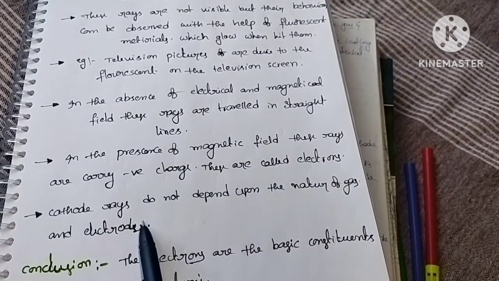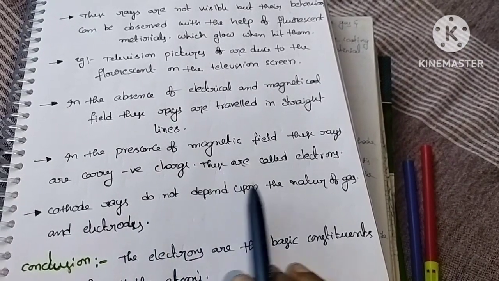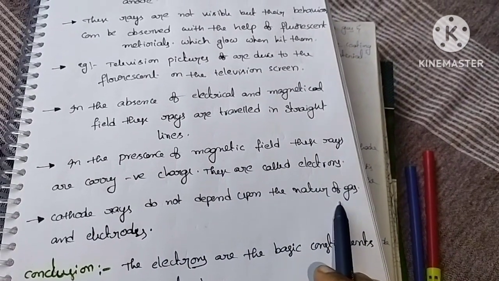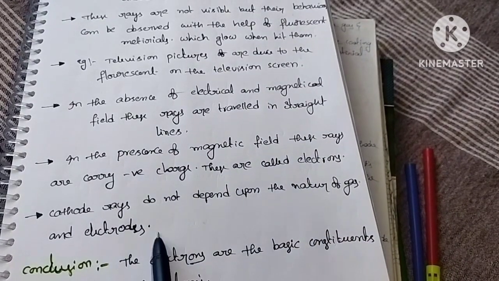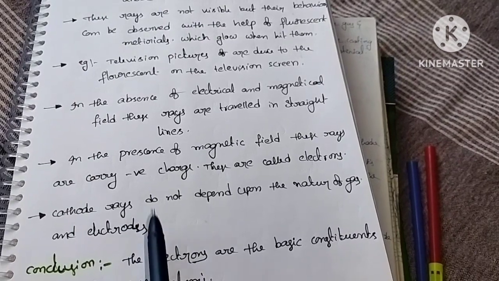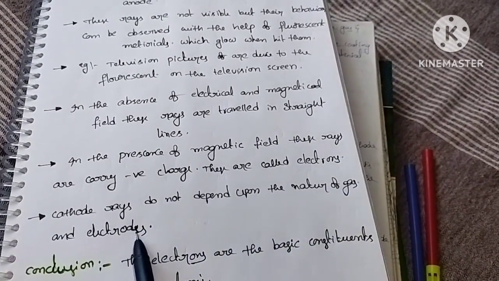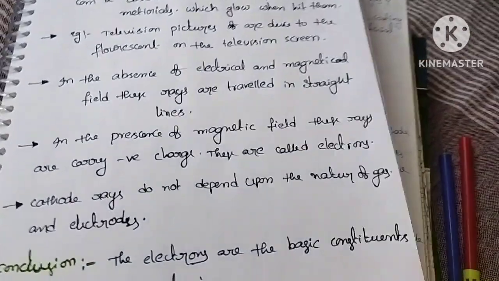These are cathode rays. And coming to another point, the fifth point: the cathode rays do not depend upon the nature of the gas in the discharge tube or the material used for the electrodes.